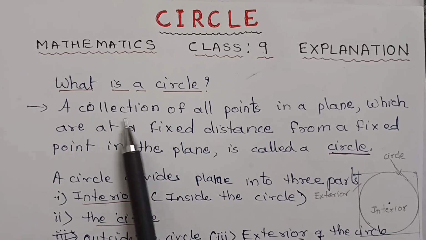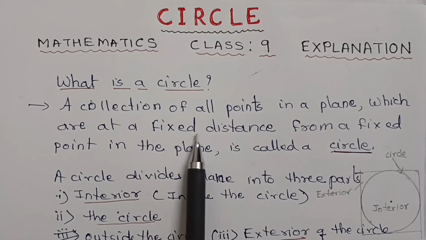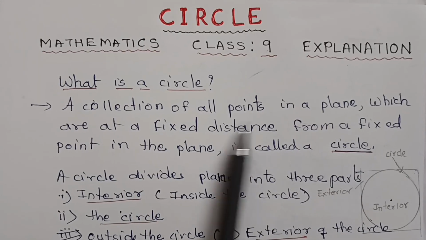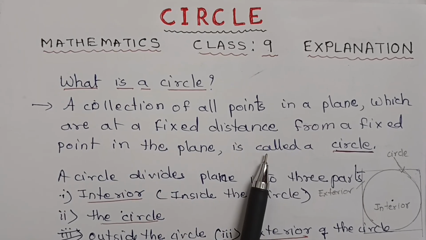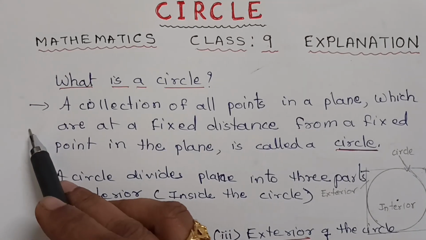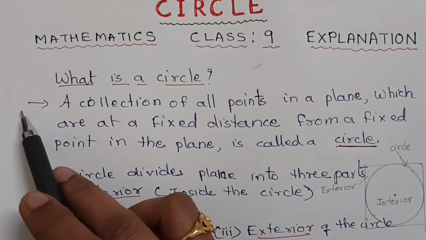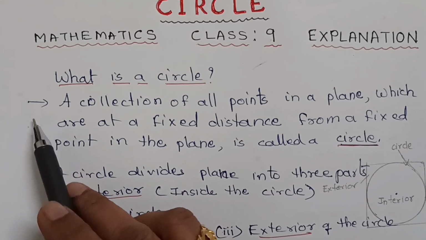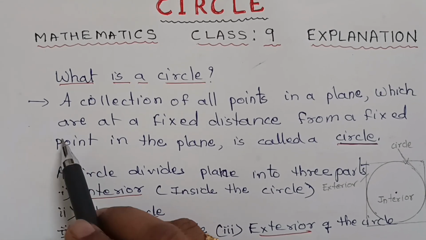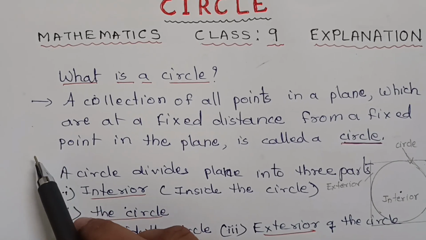What is a circle? A collection of all the points in the plane which are at a fixed distance from a fixed point in a plane is called a circle. This means from the center the points are equidistant.